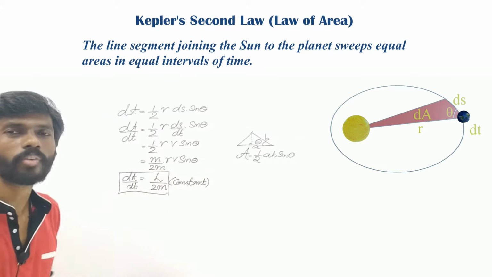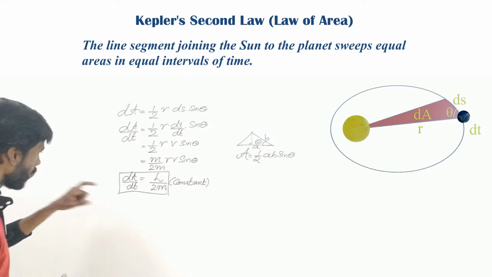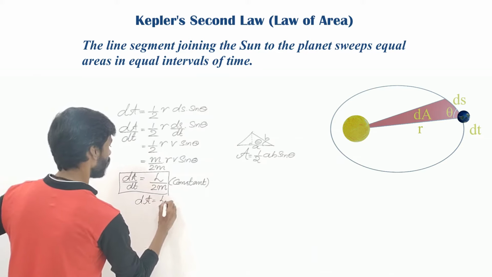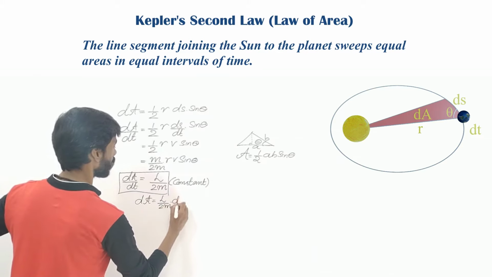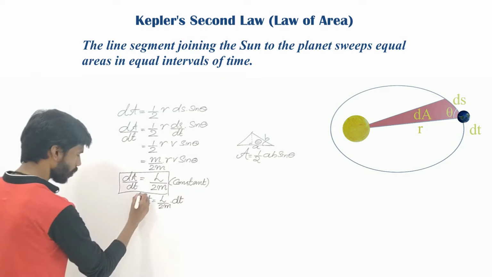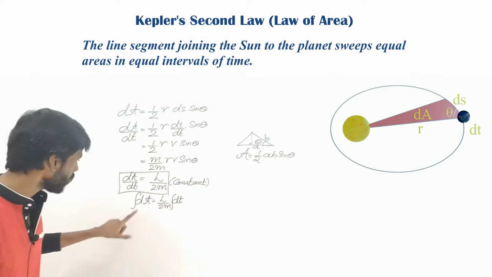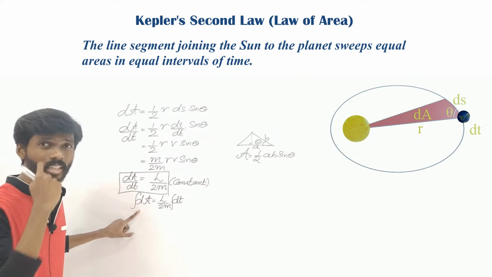Okay, so that is the proof of Kepler's second law. But we'll go a little further right here. So we write it as dA equals L divided by 2m multiplied by dt. Alright, so let's do the integration on both sides. So we do the integration over the entire length of the curve. Alright, so that means this is the total area enclosed by the curve, right?